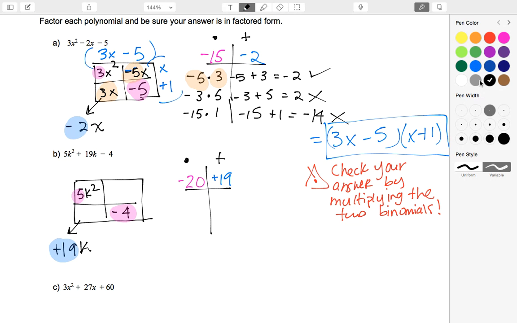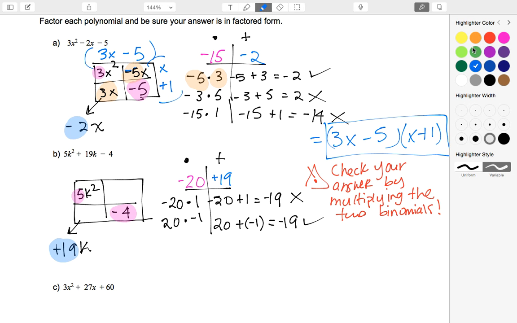So then I think of all of the wonderful options that give me negative 20. So I think negative 20 times 1, and then 20 times negative 1. I'm picking these options because one of these is going to have to work for 19. So let's go ahead and figure that out. So we know negative 20 plus 1 will give me negative 19. That's not what I want. But 20 plus negative 1 does give me positive 19. So that works. So what's going to go in these diagonals here are 20 and negative 1.